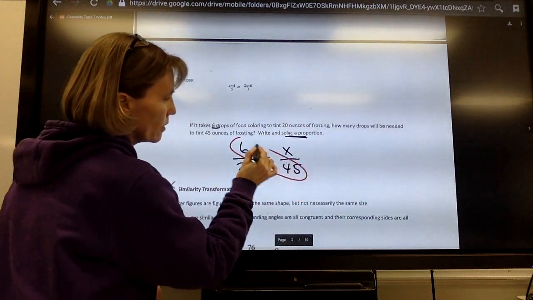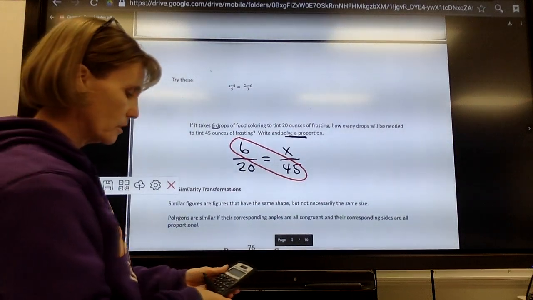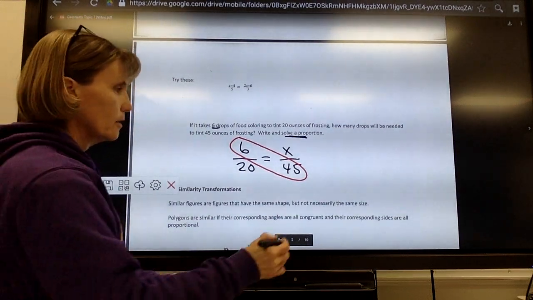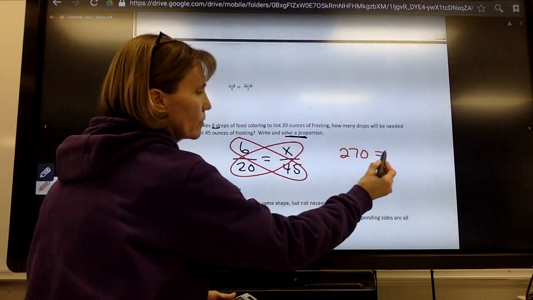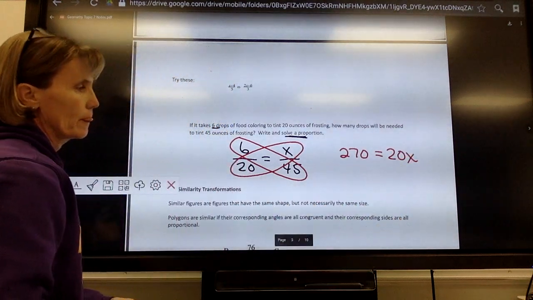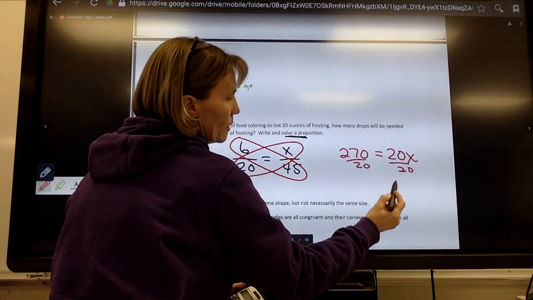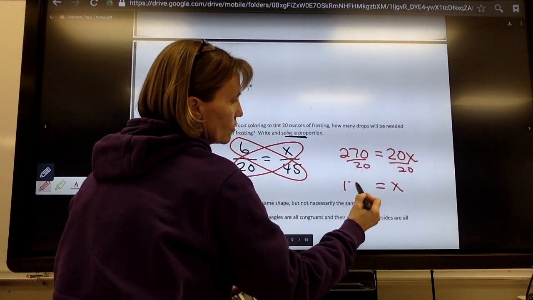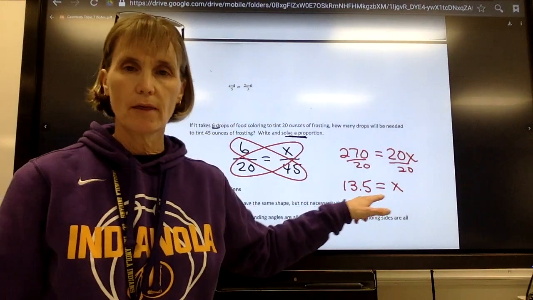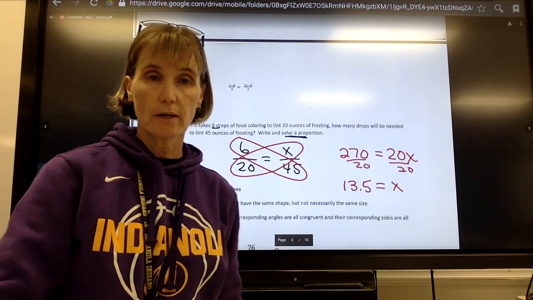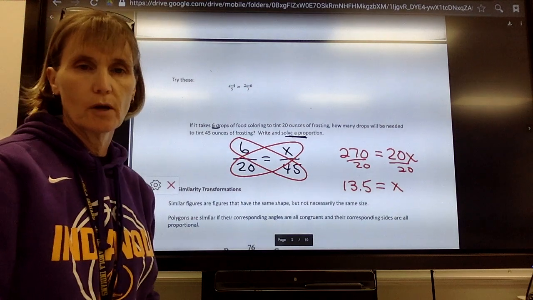You're going to take your cross products. You're going to take 6 times 45. On my calculator, I'm doing 6 times 45. I get a value of 270, and that's going to equal this product, 20x. Okay, divide by 20. And I'm going to get x is equal to 13.5. Okay, that actually comes out even. I don't have to round that off, so I can use an equal sign on that. I don't have to use a wavy equal sign. But it would take 13.5 drops of food coloring.